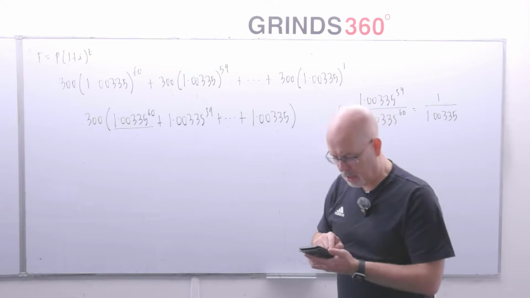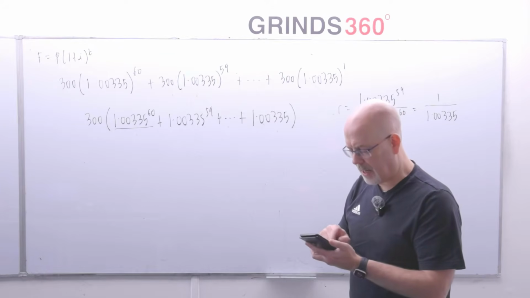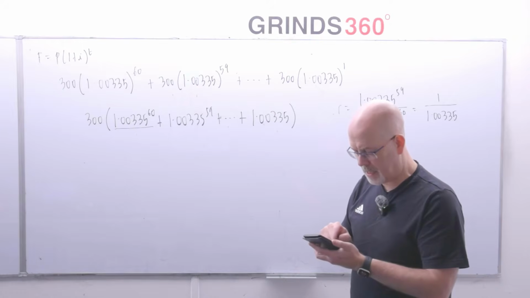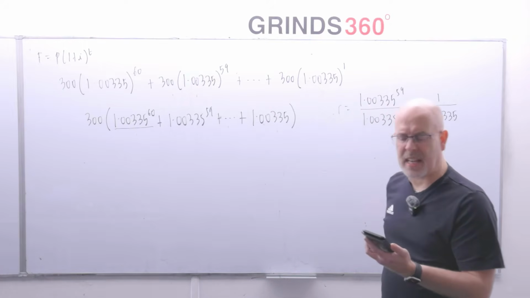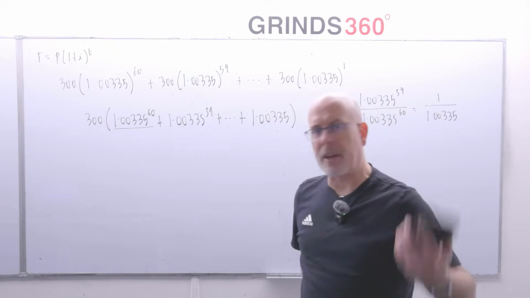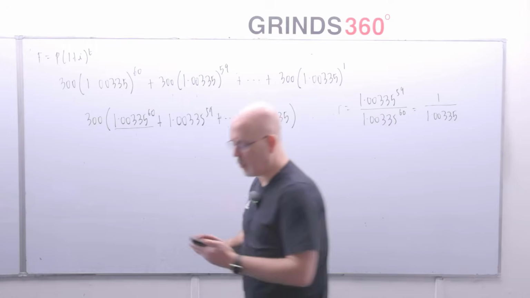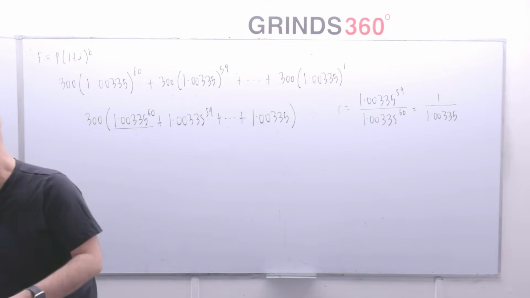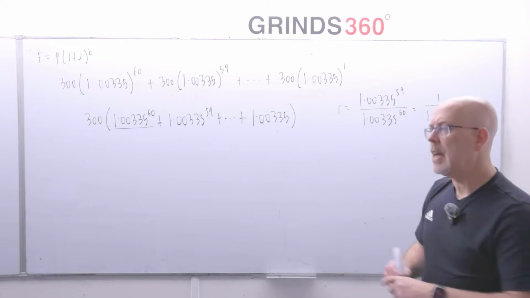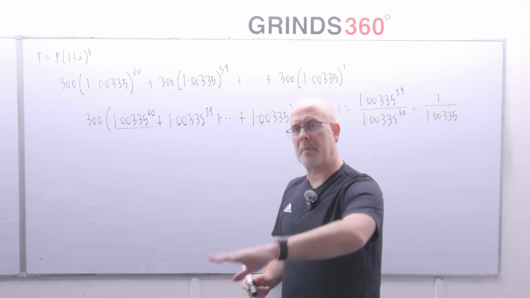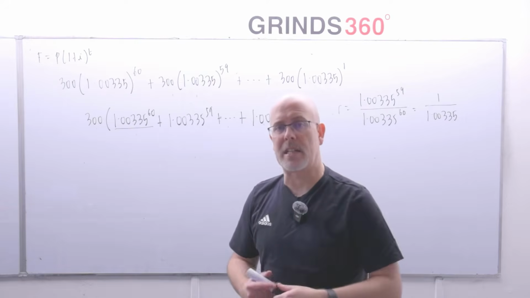1.00335 to the power of 59 divided by 1.00335 to the power of 60. Yeah, that's about 0.996661185. Round that off any way you like, there's no penalty. So if you use your calculator, you will get a decimal value there. Approximate any way you like, there's no penalty. If the only difference between your answer and the examiner's answer is that you've rounded differently at some point during the calculation, there's no penalty for that.